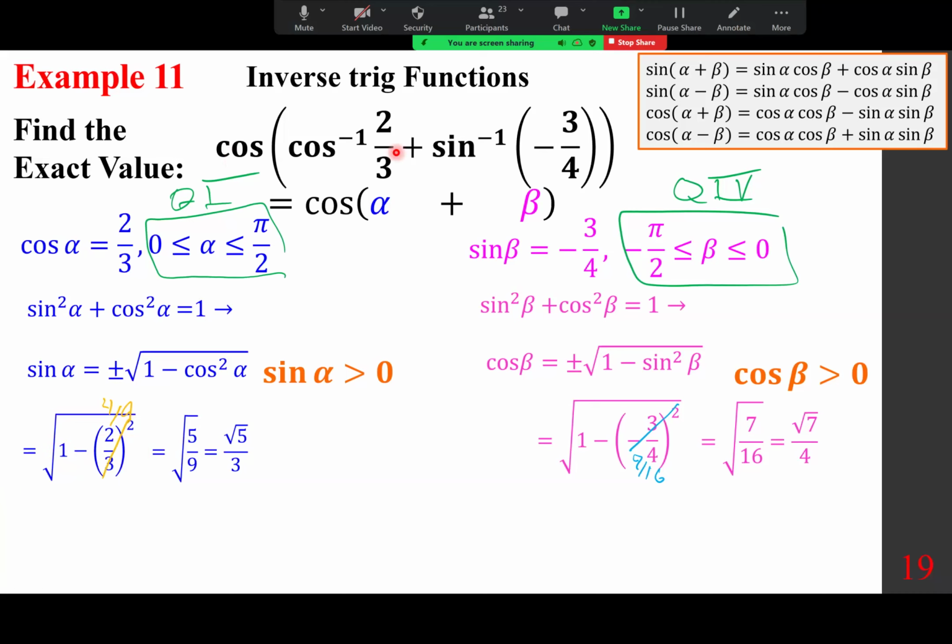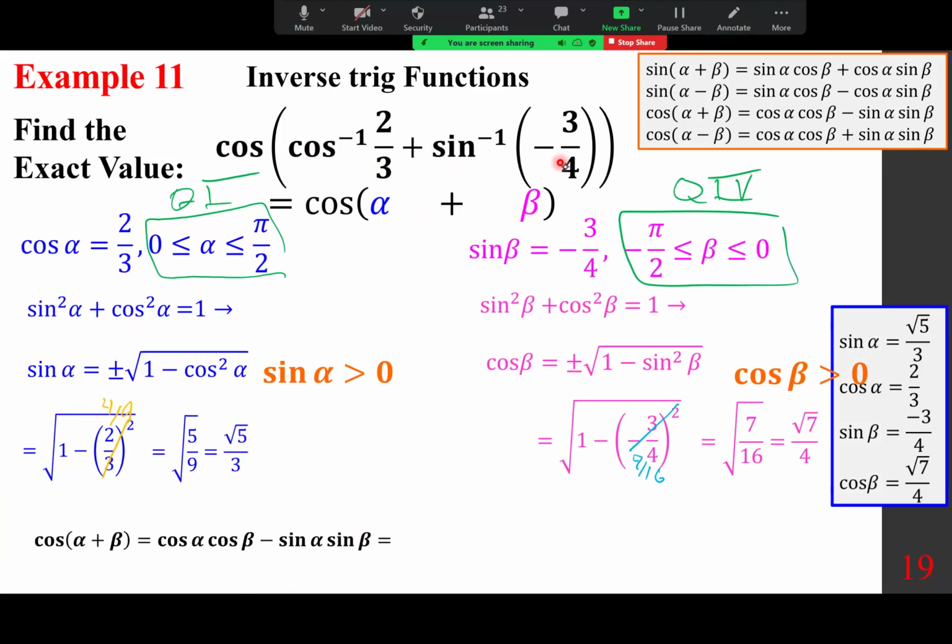So we want cosine of alpha plus beta. Cosine of alpha plus beta is cosine alpha cosine beta minus sine alpha sine beta. So please understand, this was alpha, this was beta. Cosine alpha cosine beta. Cosine alpha is 2/3. Cosine beta is square root of 7 over 4, minus sine alpha is square root of 5 over 3. Sine beta was given as negative 3/4.